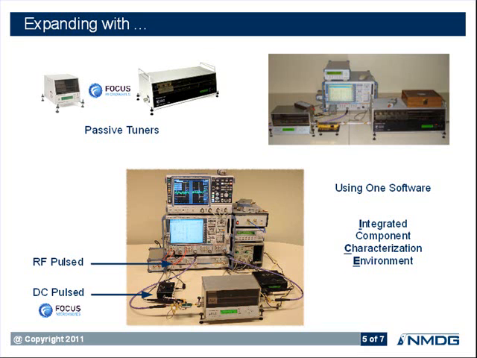Additionally, it is possible to extend the integrated component characterization environment with pulsed capability. One can add DC pulsing capability by integrating the Focus DC pulsers and combining with a Rohde-Schwarz oscilloscope to visualize the DC voltage and current pulses.